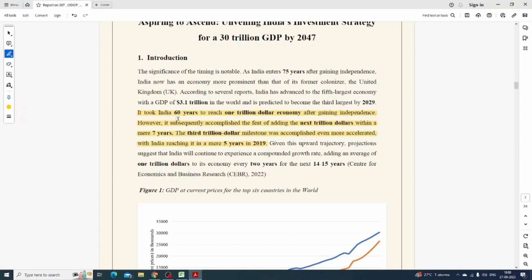After 2019, everyone knows the COVID wave and all the things that happened for 2 years. But again in 2022, we are more or less near that ballpark figure of a $3 trillion economy, as the global situation is also on a similar scale. Right now they are saying that India would add $1 trillion to its economy every 2 years. $1 trillion every 2 years.